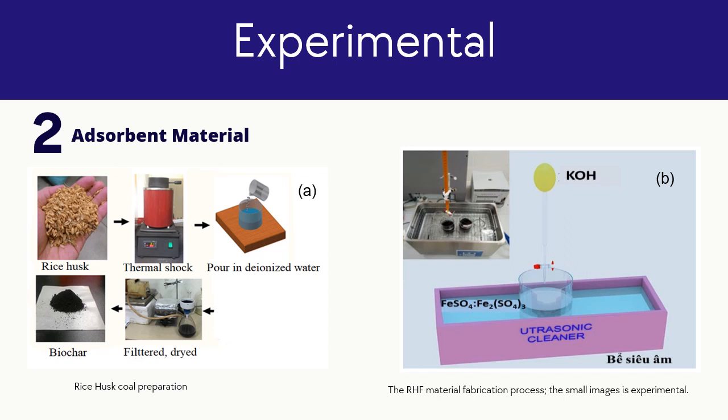The precipitate from the reaction is filtered and washed several times with double-distilled water until the environment is neutral, and then dried at 80 degrees Celsius in vacuum for 3 hours to obtain the material denoted as RHF. The iron oxide material is fabricated in a similar process following the procedure above, but without activated carbon. Picture B illustrates the manufacturing process.